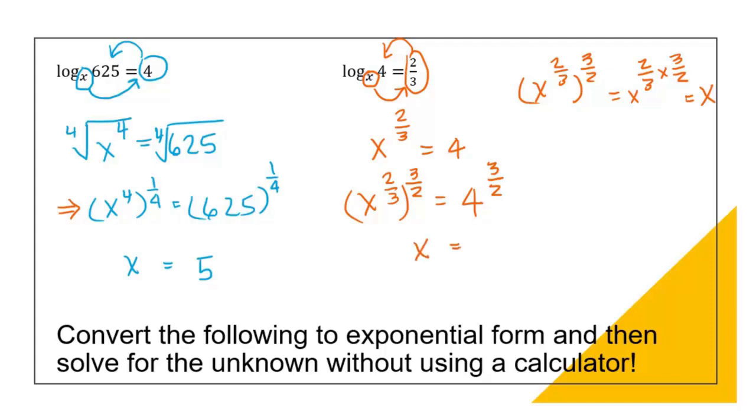4 to the power of 3 over 2 is the square root of 4 further raised to the power of 3, and the square root of 4 is 2, 2 to the power of 3 is 8.